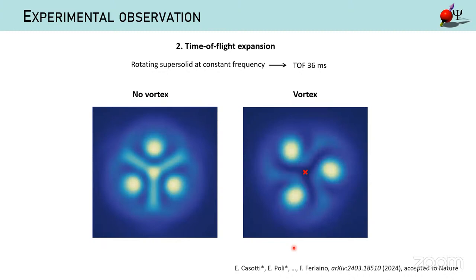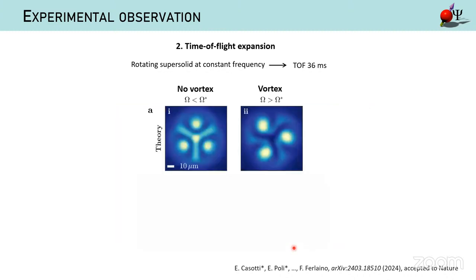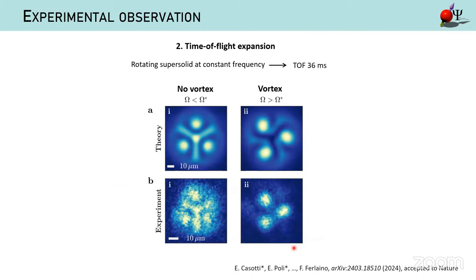And this is because the vortex is topologically protected during the expansion, and so the hole remains a hole during the expansion. So this is what we predicted from the theory, and this is also what we were able to measure experimentally.